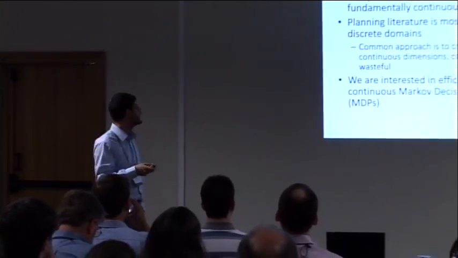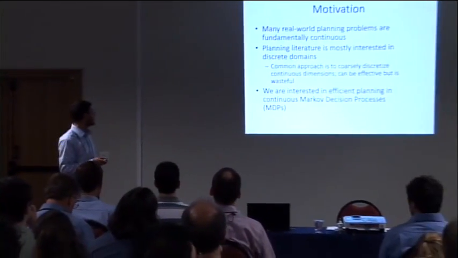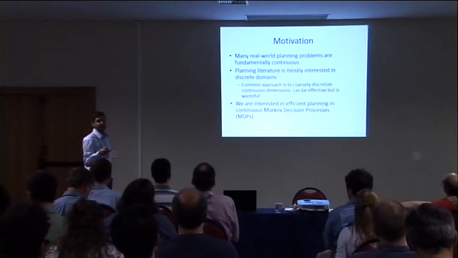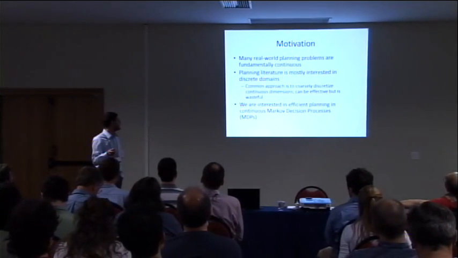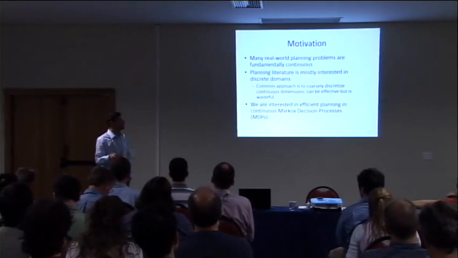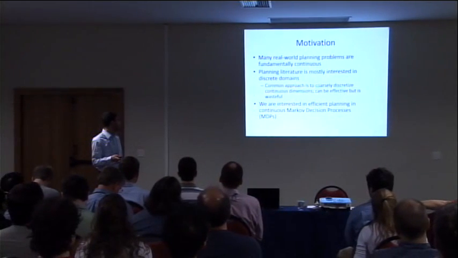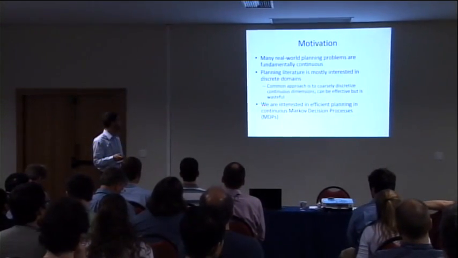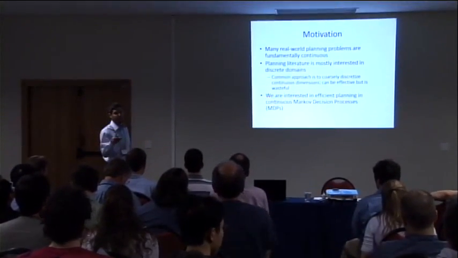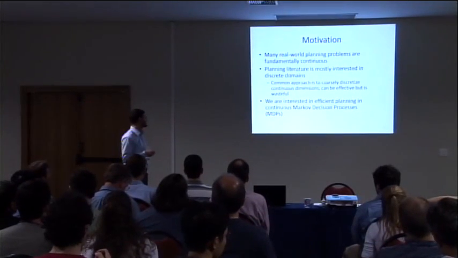In terms of motivation, there are a lot of planning problems, like we just heard, that are fundamentally continuous, so often when we're controlling robots or doing a lot of other tasks. There are continuous actions and states that we have to deal with. On the other hand, a lot of the planning literature is concerned with domains that have discrete properties. So when this happens, a common approach is to discretize the continuous dimensions and then plan in that discretized domain.